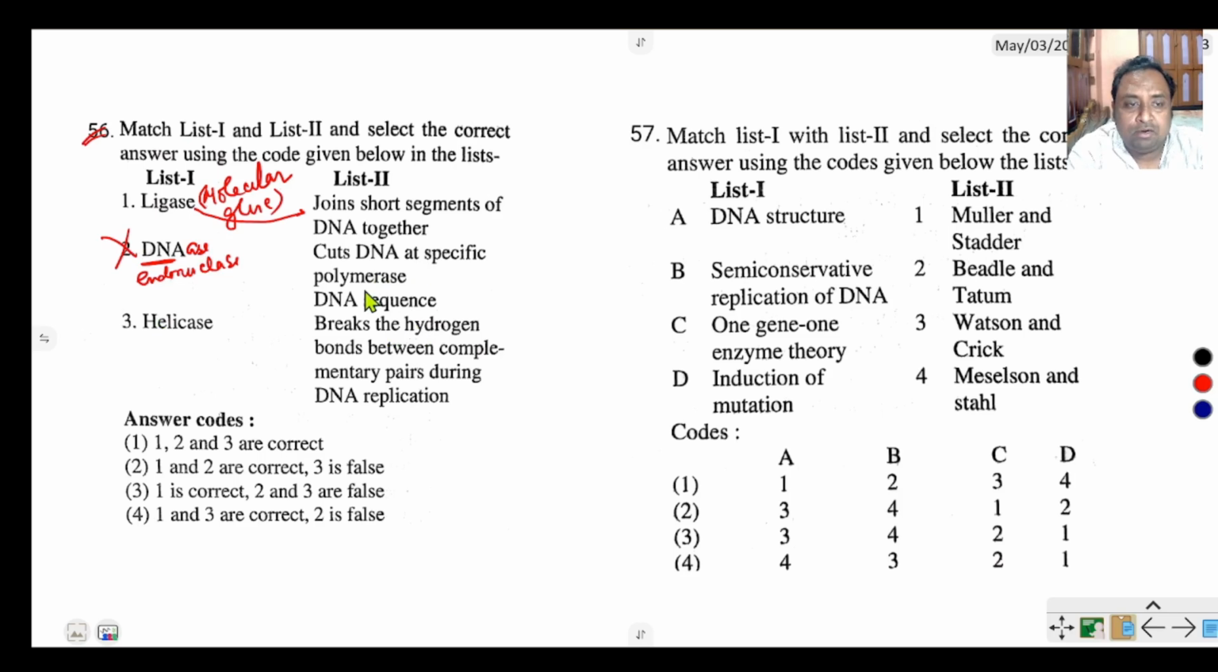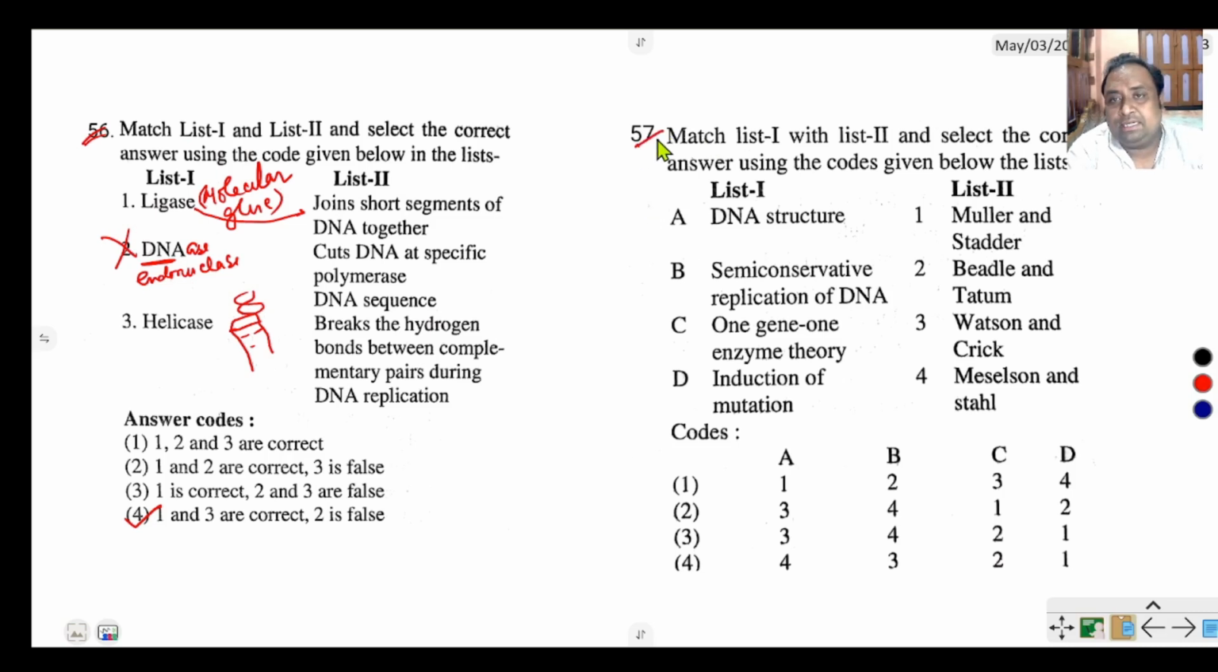Helicase breaks the hydrogen bond during replication. The hydrogen bond is broken down by helicase. So the correct option is that 1 and 3 are correct and 2 is false.